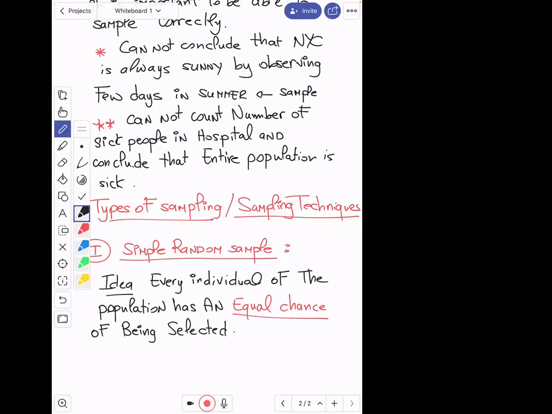Well, let me give you an example. How do we generate a simple random sample? Okay, let me give you an example.